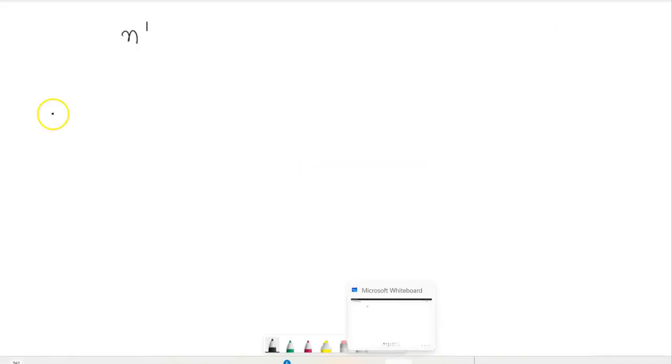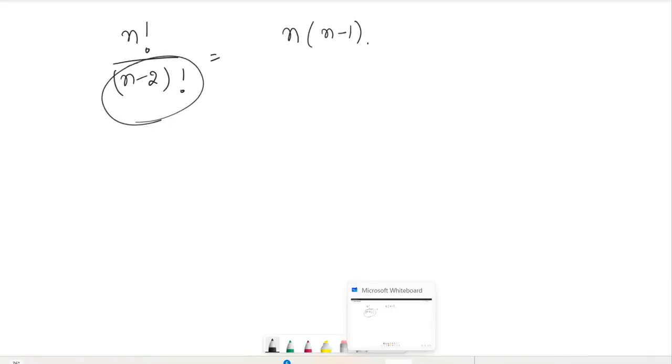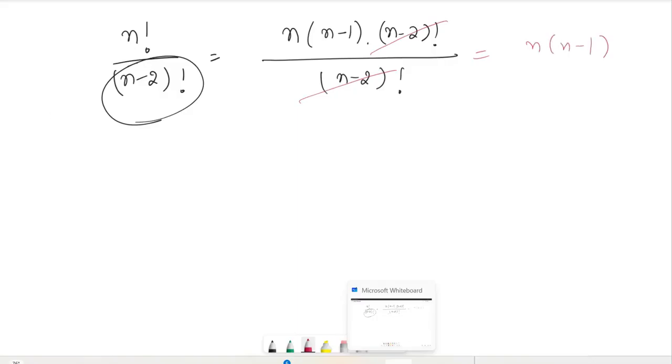Let's try one more. Let's say we have n factorial divided by n minus 2 factorial. So if you expand n factorial, that would be n times n minus 1. The remaining is n minus 2 times n minus 3, and so on until 1. And that is n minus 2 factorial. So I can just write n minus 2 factorial here, divided by n minus 2 factorial. And these two will cancel. The answer would be n times n minus 1.